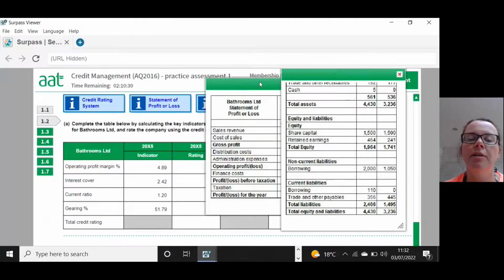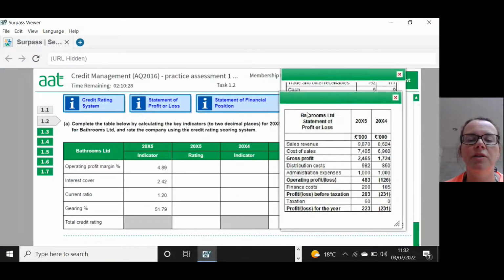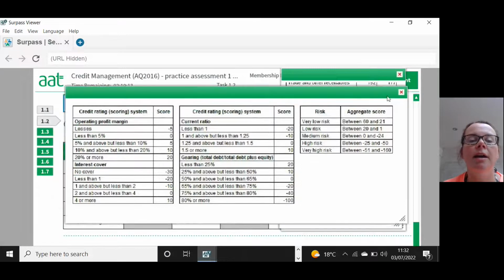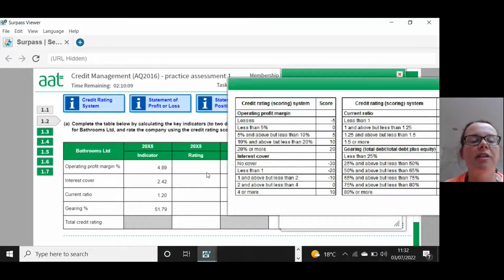Okay, so I'm not going to go through and fill them all in, but that gives you a taste. So the top one there should be minus 1.46, and then the interest cover just 0 like that. And you will go to the credit rating system, and you basically convert everything. So our operating profit margin here, 4.89, so less than 5%, so that gives us a rating of 0.